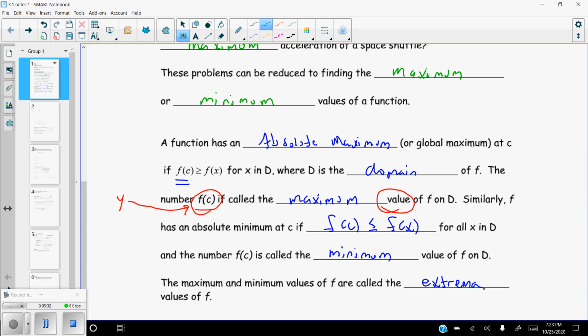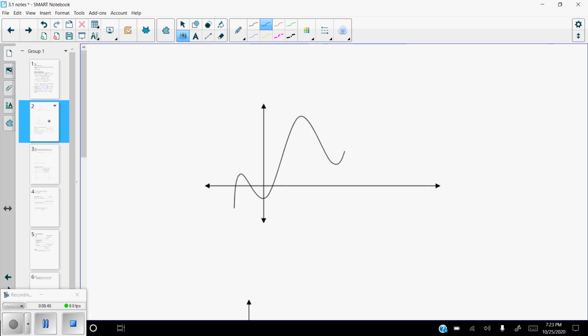Root word being extreme. Hopefully that makes sense. The extrema being the absolute maximum and minimum. Okay, there are some of your mathematical definitions. Now let's take a look at it graphically. As far as something like this, I really do think this is going to make sense to you, but there's a couple of other things that we're going to talk about that we haven't really introduced yet.